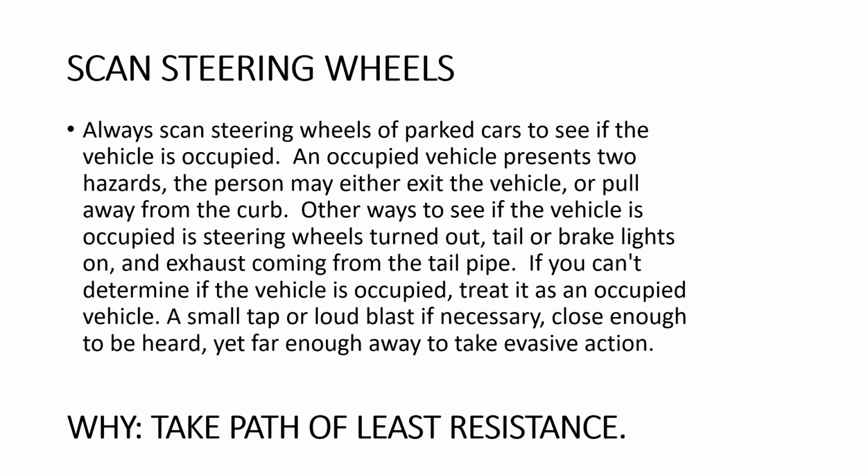Scan steering wheels. Always scan steering wheels of parked cars to see if the vehicle is occupied. An occupied vehicle presents two hazards. The person may either exit the vehicle or pull away from the curb. Other ways to see if the vehicle is occupied: steering wheels turned out, tail or brake lights on, and exhaust coming from the tailpipe. If you can't determine if the vehicle is occupied, treat it as an occupied vehicle. A small tap or loud blast if necessary, close enough to be heard, yet far enough away to take evasive action. Why? Take path of least resistance.